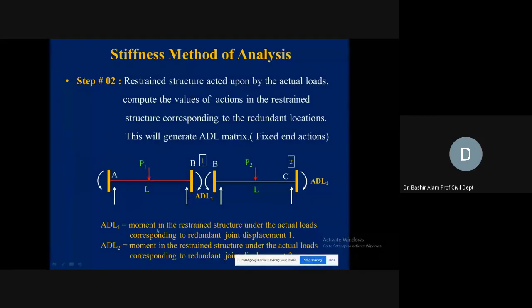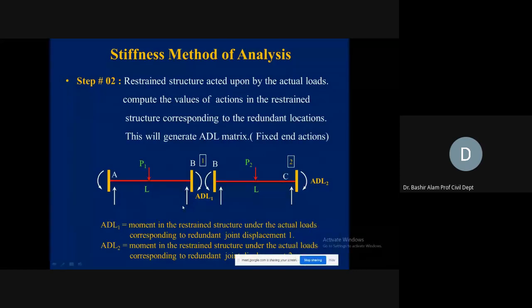ADL1 is the moment in the restrained structure under the actual loads corresponding to the redundant joint displacement 1. And ADL2 will be the moment in the restrained structure under the actual loads corresponding to the redundant joint displacement 2.